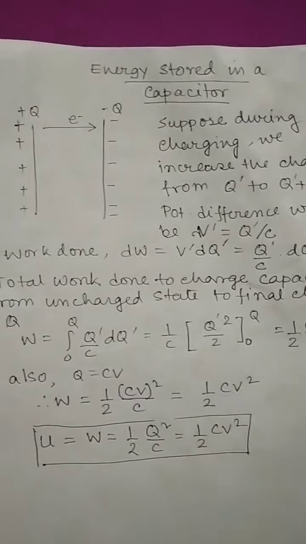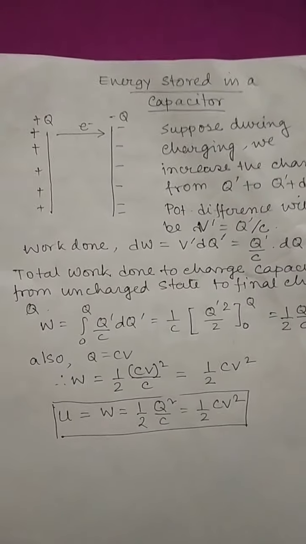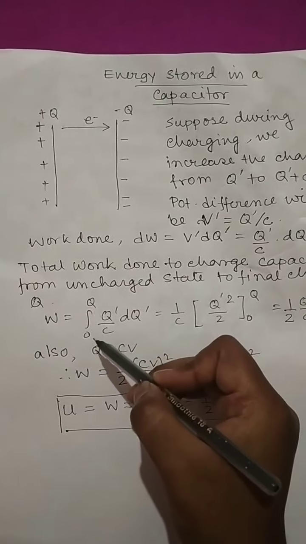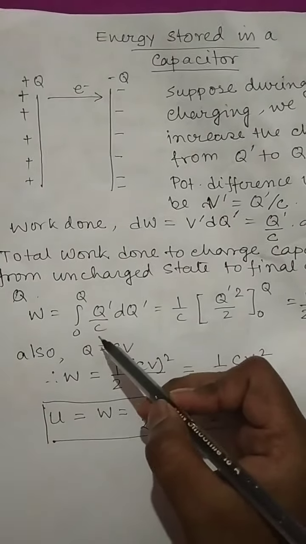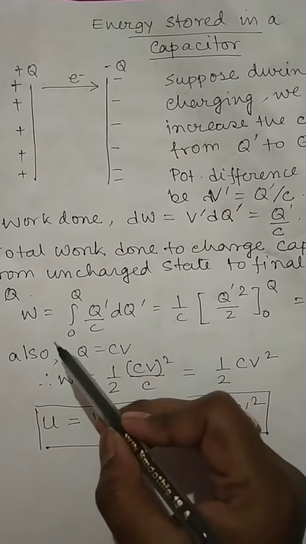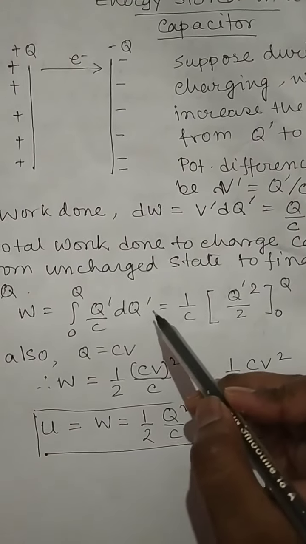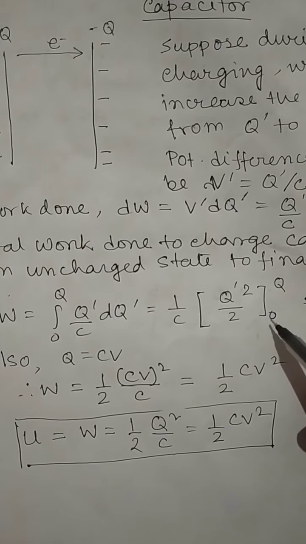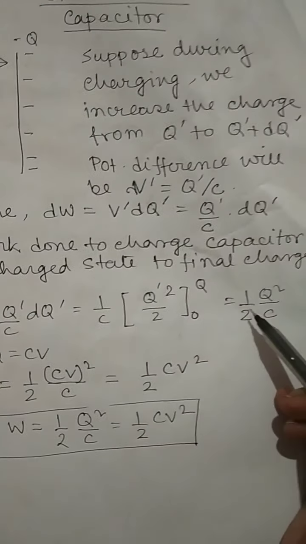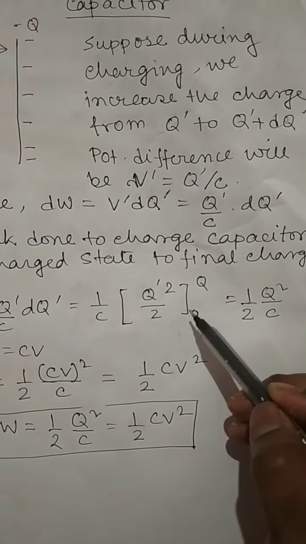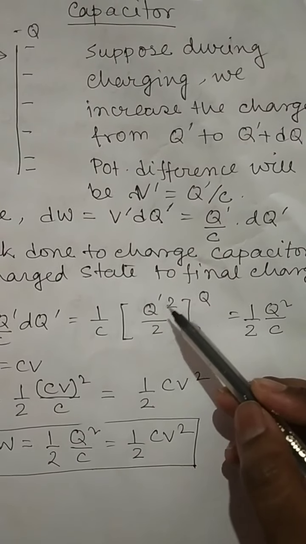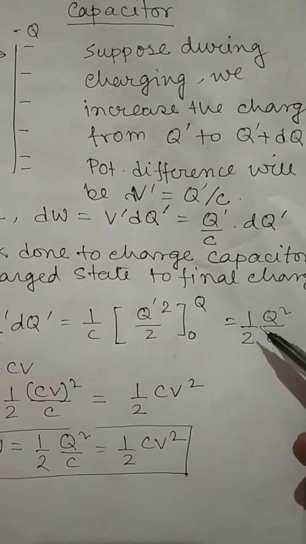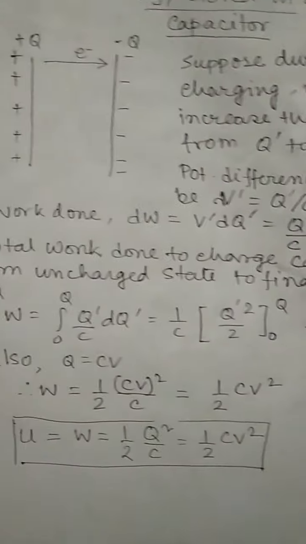The total work done to charge the capacitor from the uncharged state to the final charge Q is W equals the integral from 0 to Q of Q'/C dq'. So 1/C will be outside the integration, and we integrate only Q' dq'. If we integrate Q', we get Q'^2/2, with limits 0 to Q. After putting the limits, it will be 1/C times Q^2/2 minus 0, and you can neglect the 0. So finally you get the work done as half Q^2/C.